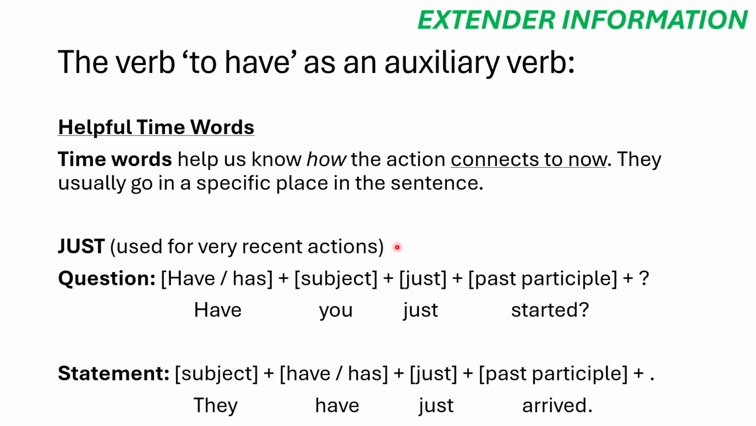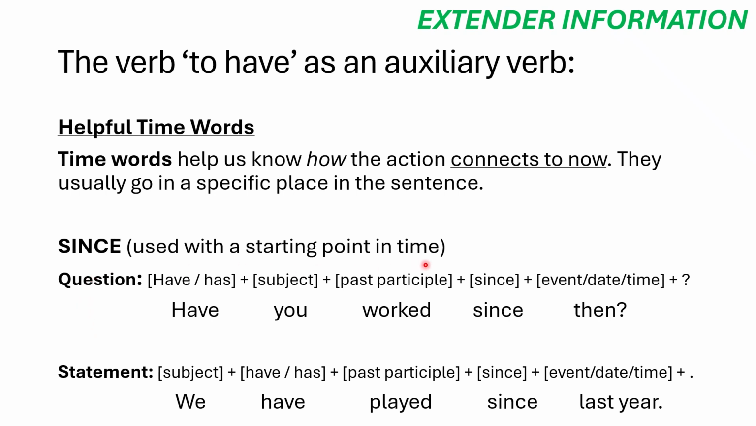Just is used for very recent actions. In a question, have or has plus subject plus just plus past participle. For example, have you just started? In a statement, subject plus have or has plus just plus past participle. For example, they have just arrived. Just goes before the main verb.